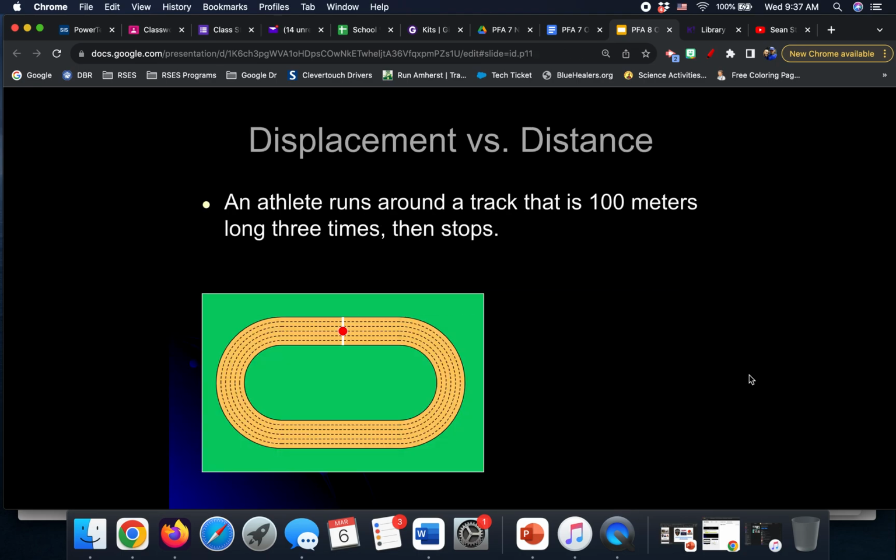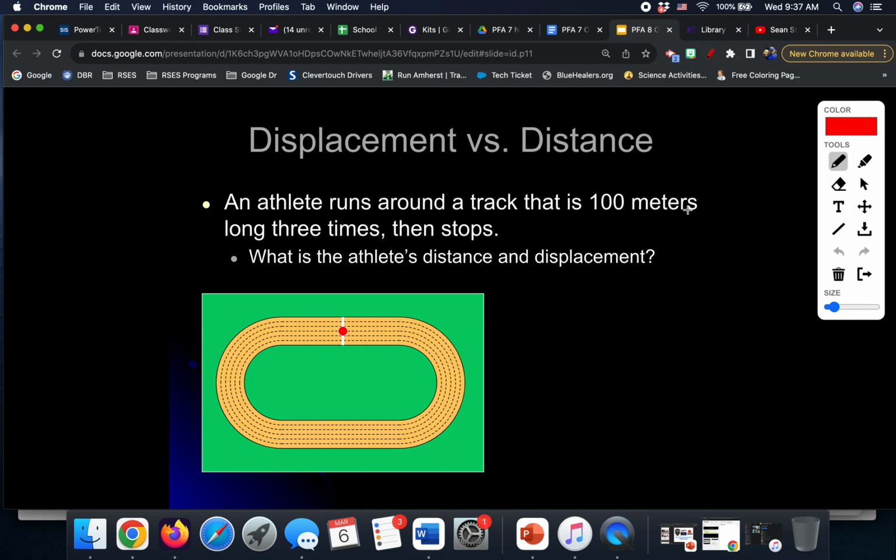Another example, here's displacement versus distance. An athlete runs around a track that's 100 meters long 3 times, and then he stops. So 1, 2, 3. What is the athlete's distance and displacement? Remember, distance doesn't matter about direction. So he ran 100 meters 3 times. So 100 plus 100 plus 100, his distance would be 300 meters.